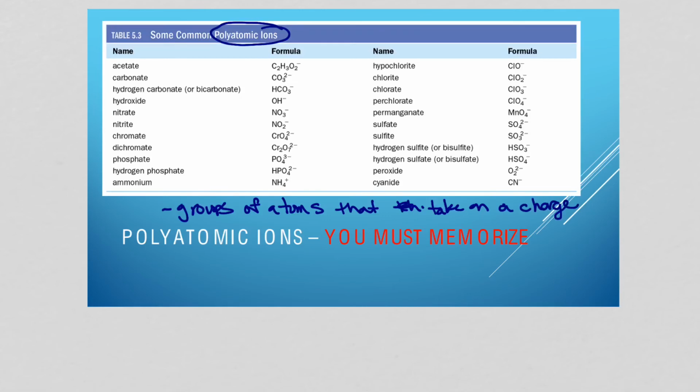Or an ion that contains more than one atom. Now, unfortunately, I wish I could tell you there was an easier way to do this, but we simply have to memorize these. And when I say memorize, I mean the name, formula, and that formula, of course, includes what the charge is. So we have to know that carbonate is CO3 2-, or we have to know that nitrate is NO3 -1.